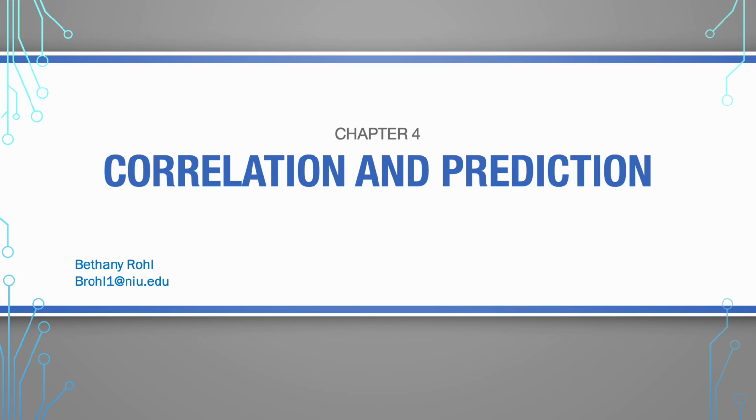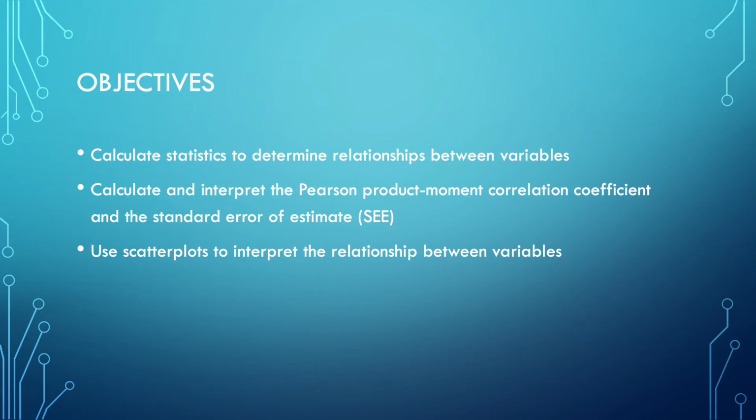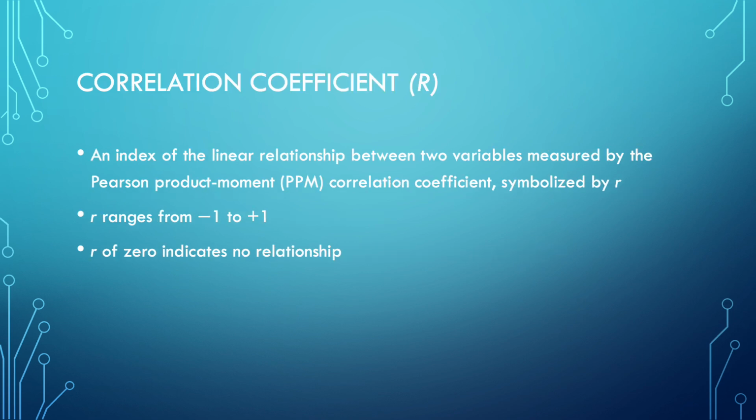This is the video lecture for Chapter 4, Correlation and Prediction. The objectives for this chapter include being able to calculate statistics to determine relationships between variables, calculate and interpret the Pearson product moment correlation coefficient and the standard error of estimates, and use scatter plots to interpret the relationship between variables.